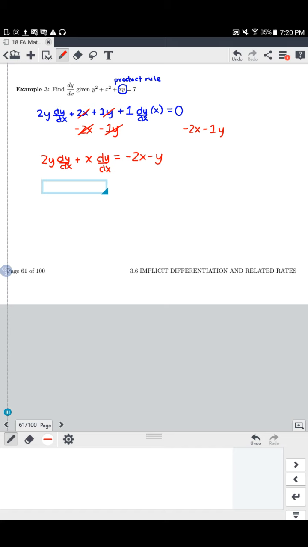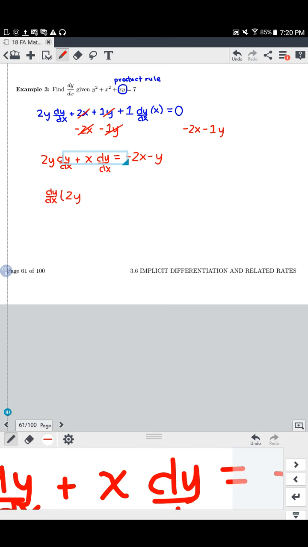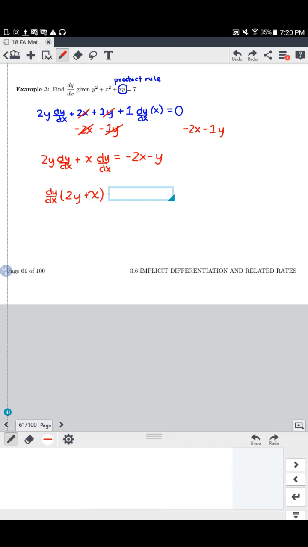My next step is to still try to get dy/dx by itself. After you combine like terms, this is the hardest step to see on your own, I feel like. We need to get dy/dx by itself, but it's attached to a 2y and an x. So what I need to do to get dy/dx by itself is factor it out. So dy/dx, I'm going to factor it out. It's times 2y in the first term, plus it's times an x in the second term. I'm working to get dy/dx by itself. I'm trying to solve for the derivative. So this equals negative 2x minus y, still on the other side.